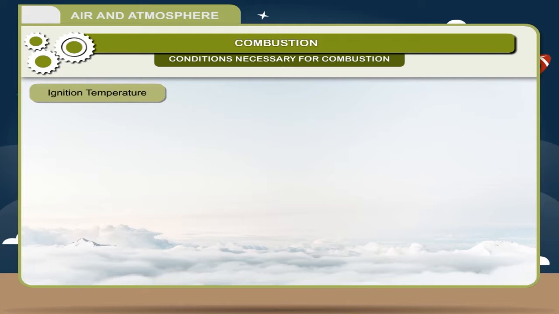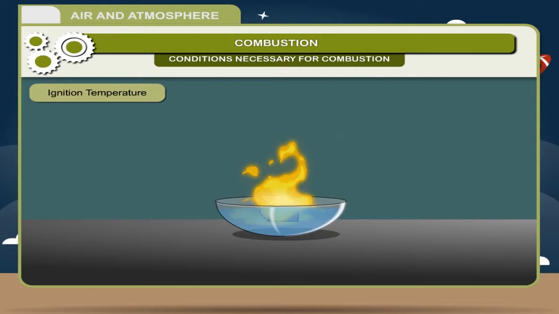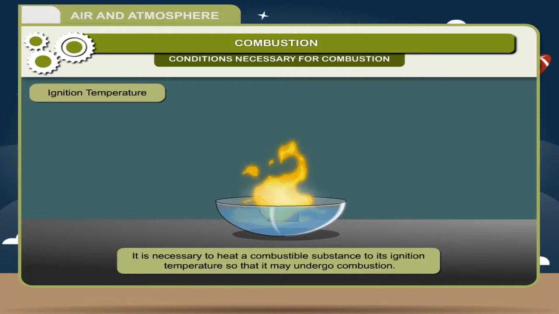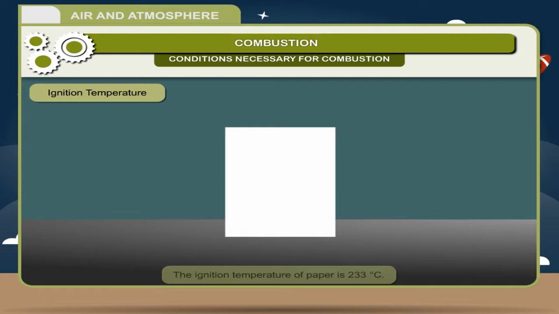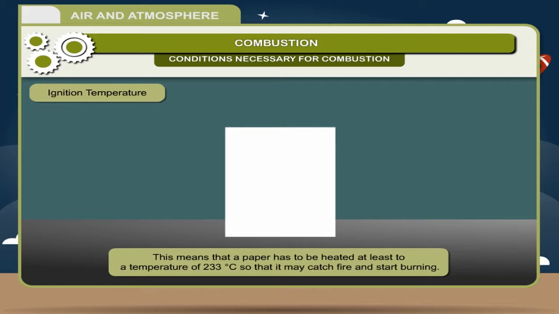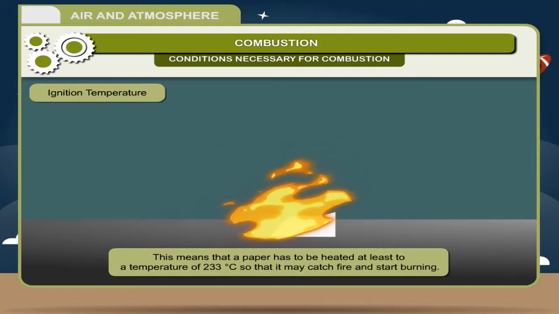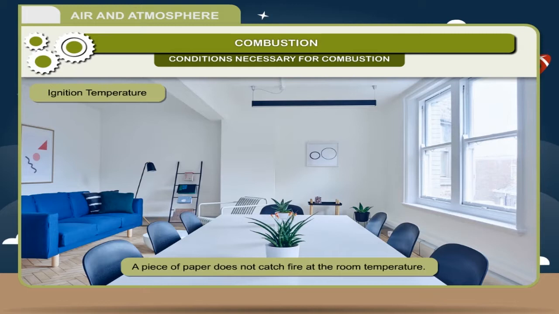Ignition temperature. The lowest temperature at which a substance catches fire and starts burning is called ignition temperature. It is necessary to heat a combustible substance to its ignition temperature so that it may undergo combustion. The ignition temperature of paper is 233 degrees Celsius. That means that paper has to be heated to at least a temperature of 233 degrees Celsius so that it may catch fire and start burning. A piece of paper does not catch fire at room temperature.